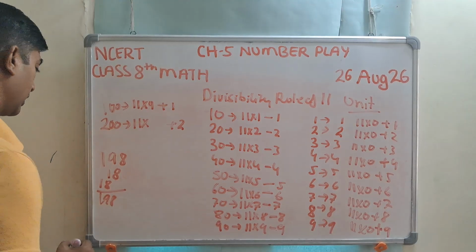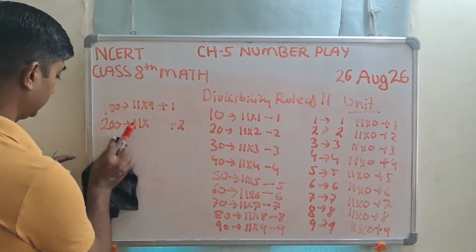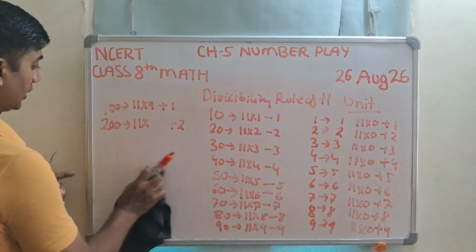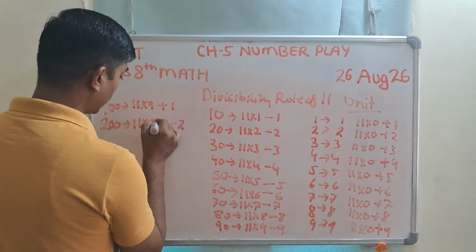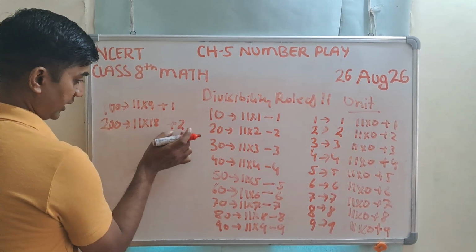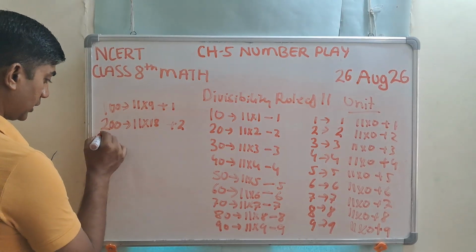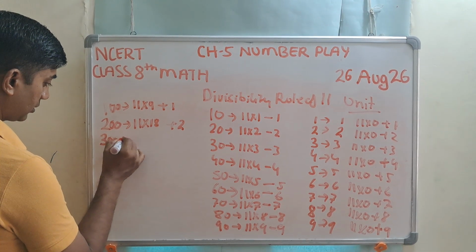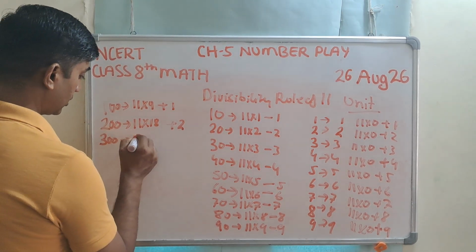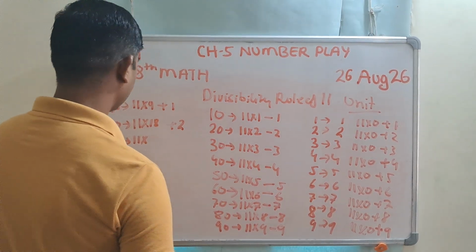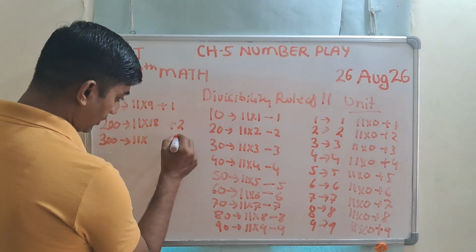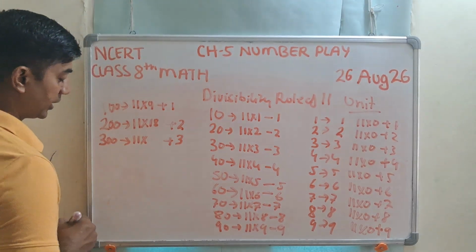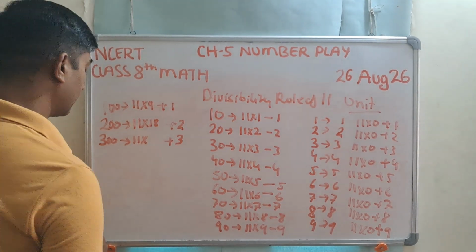198. Correct. Understood? This is what? 18. 11 into 18 plus 2. In case of 300, what is 11 into, what is the number? You will get here result 3. Understood? That we will see.